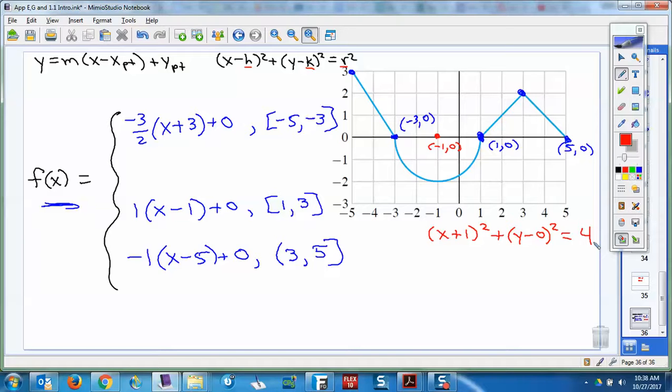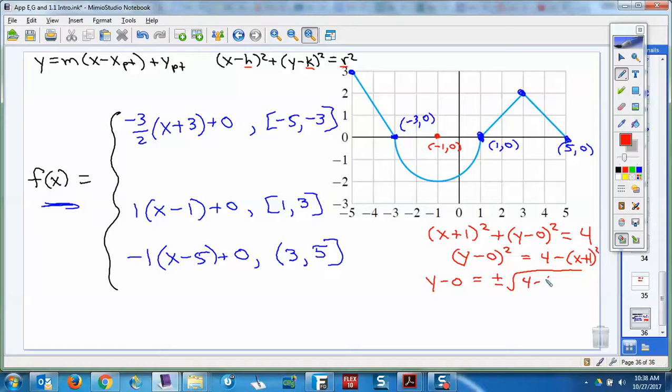Before we can stick that into our piecewise function, though, we've got to get y equals. We've got to get it in y equals. So, pretty easy. We just subtract that quantity over. No need to FOIL these out. Don't FOIL them out. That'd just be a big pain. We're just going to go 4 minus that quantity. And then, now what would we do? Square root both sides. Now, don't forget, when you square root, you have to do plus or minus.